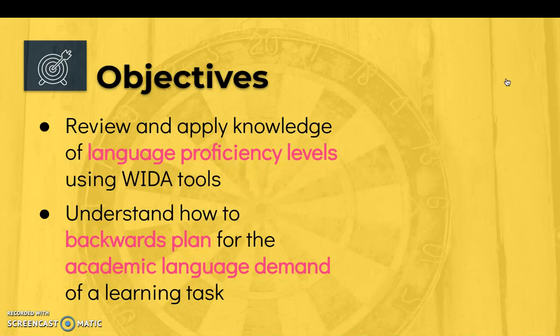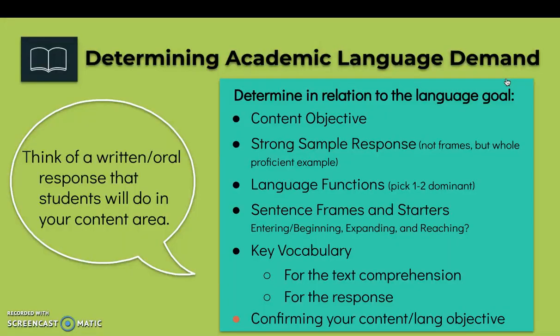So our objectives today are to apply the knowledge that we have of language proficiency levels and WIDA tools to understand how to backwards plan for academic language demand of a learning task. This is the process for determining academic language demand. Pause the screencast now and just take a moment to refamiliarize yourself with the steps of the process.